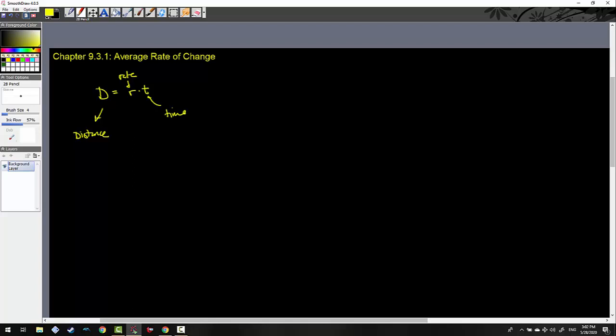Now, for purposes of this, I'm going to go ahead and solve for r, and the reason why I'm going to do that is because the title of the chapter is Average Rate of Change. So I'm going to want to get the rate portion by itself. So what I'm going to do on either side is I'm going to divide. Sorry, I got a little ahead of myself. Divide both sides by t right there. So r is equal to d over t.